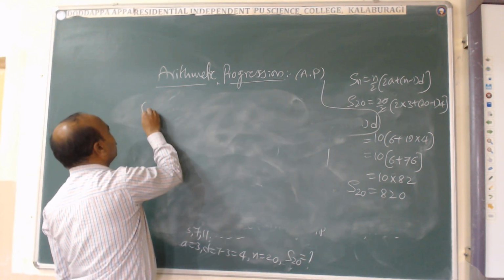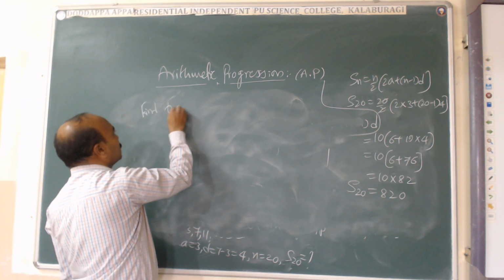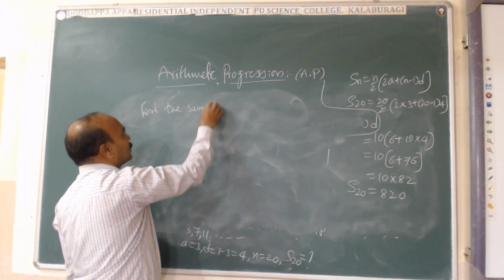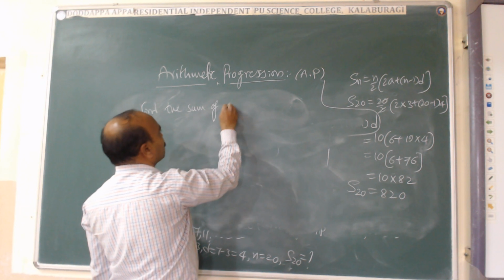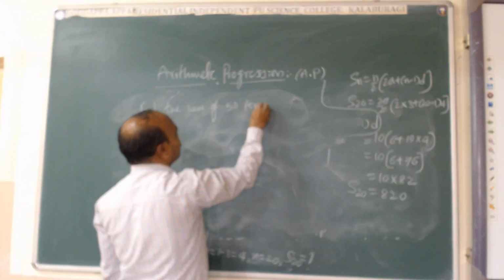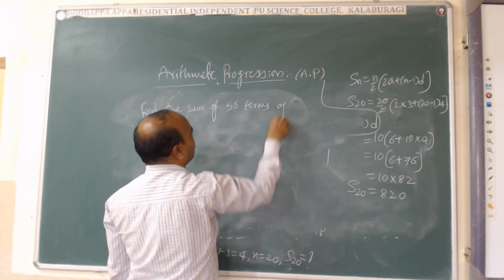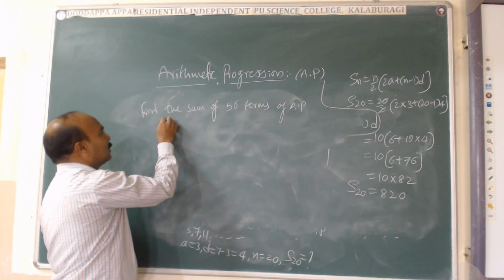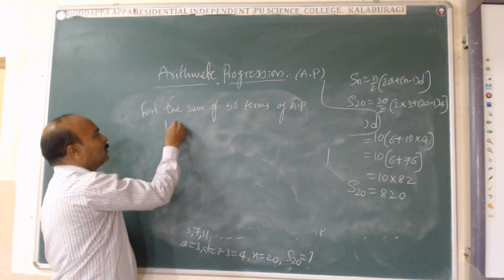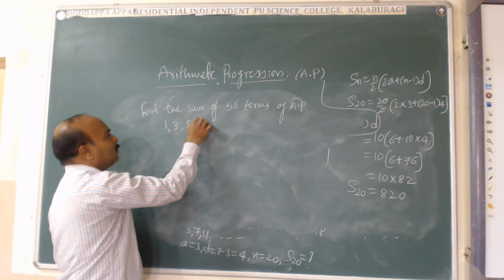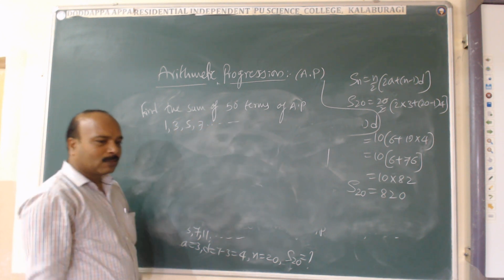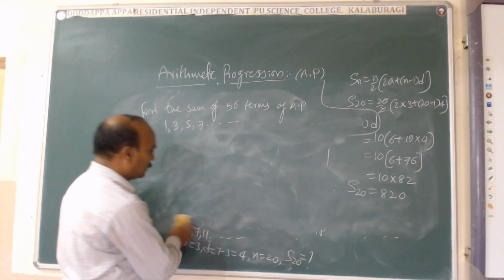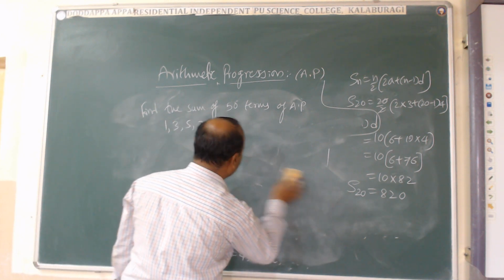Find the sum of 50 terms of AP. It is 1, 3, 5, 7, and so on. Now here we find the sum of 50 terms.